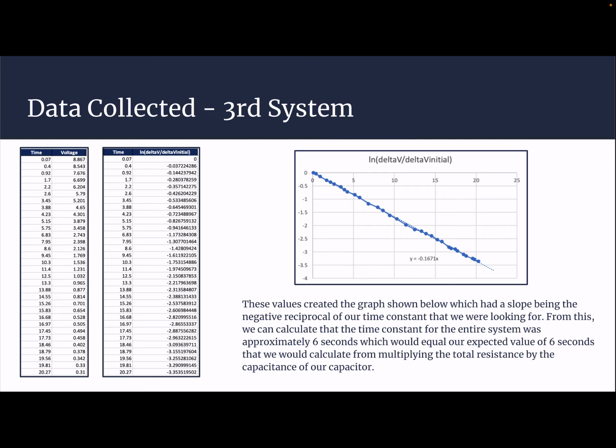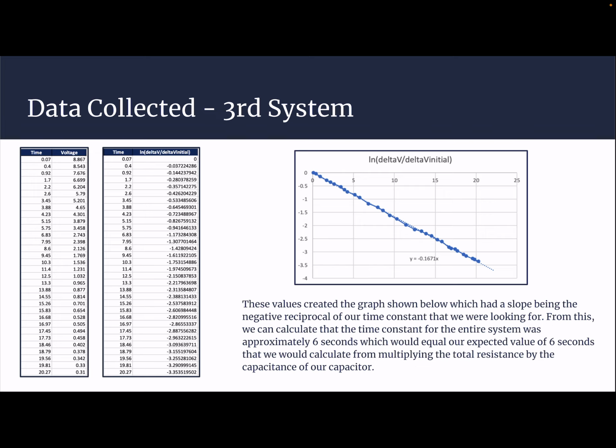These values created the graph shown below, which had a slope being the negative reciprocal of the time constant that we were looking for. From this, we can calculate that the time constant for the entire system was approximately 6 seconds, which would equal our expected value of 6 seconds that we would calculate from multiplying the total resistance by the capacitance of our capacitor.